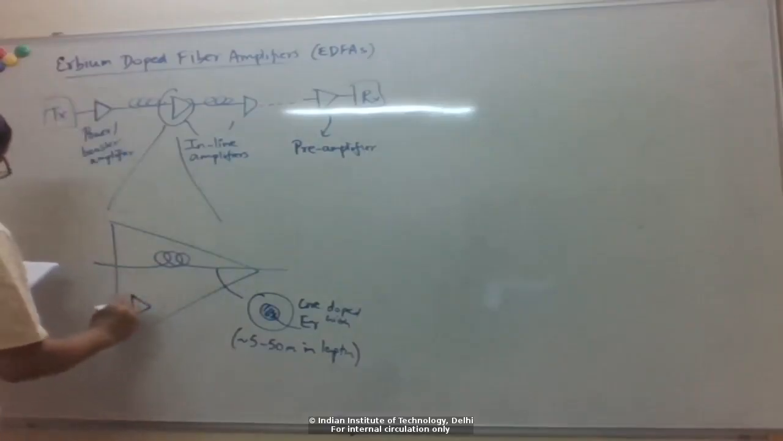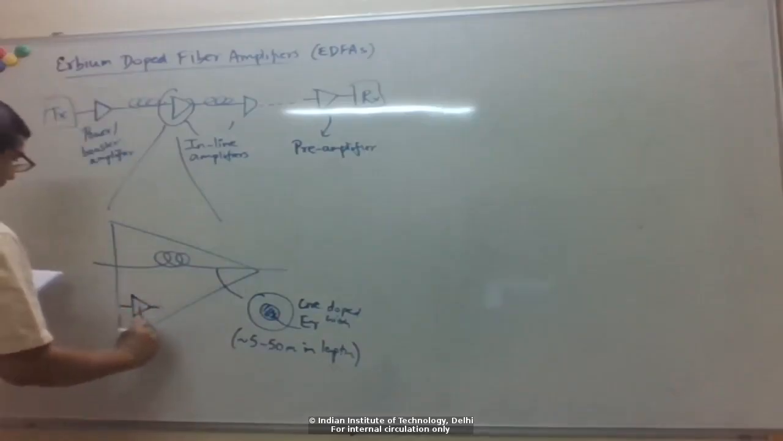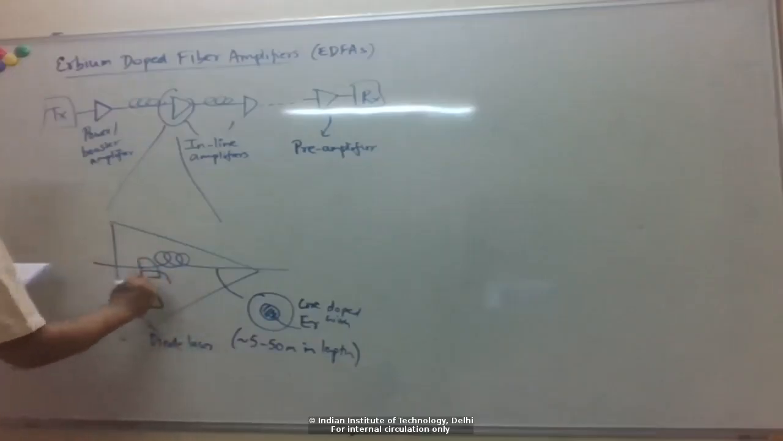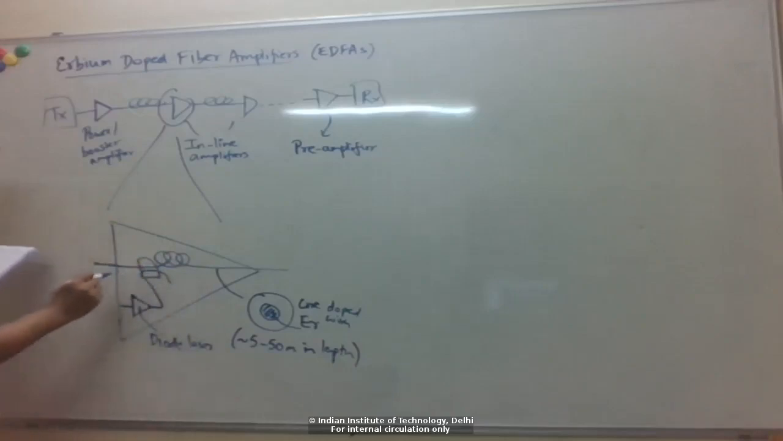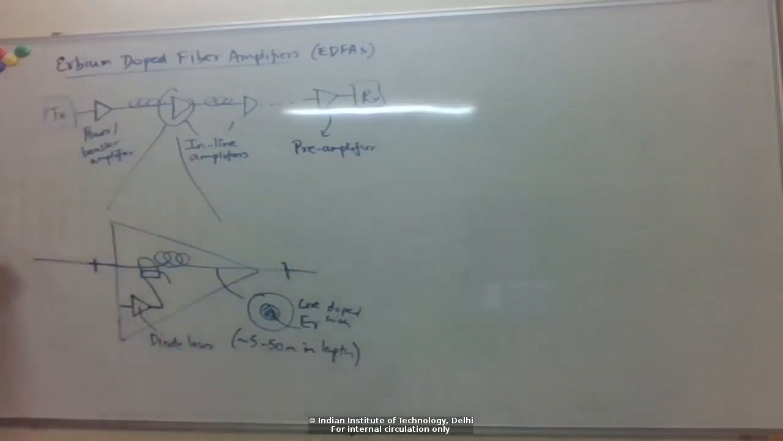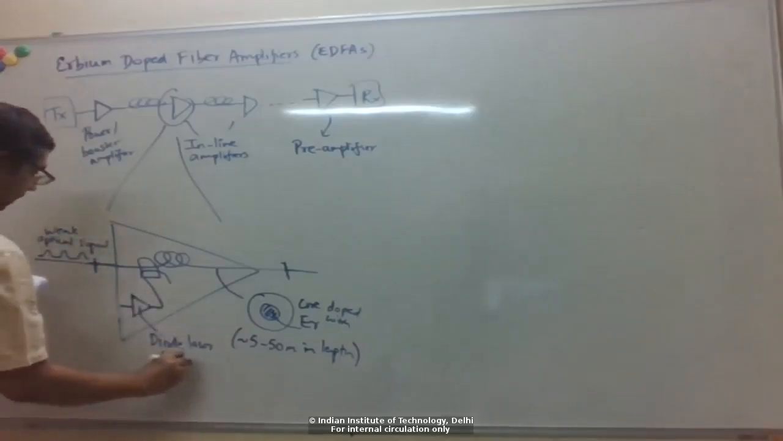Basically, there's a diode laser within the amplifier, okay, which is also coupled into this main fiber, and it's co-propagating with your signal. So the main signal is coming from some optical fiber that is carrying the signal, right? That signal by the time it comes to the amplifier is very weak. So this diode laser acts as a pump.